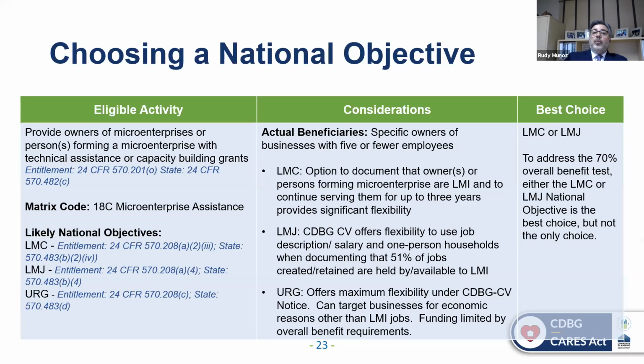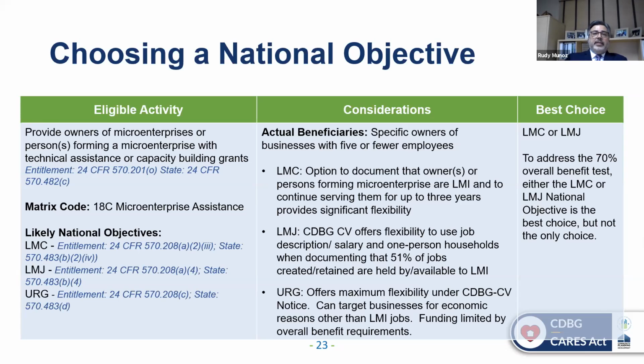And finally, we'll look at urgent need as an option. In this situation, we look at a small microenterprise business that plays a role in providing food, supplies, or essential services to a community. It's a situation where time is of the essence to prevent, prepare for, or respond to the COVID-19 pandemic. It may make sense to go with urgent need as a way to expedite the assistance and get small establishments open.